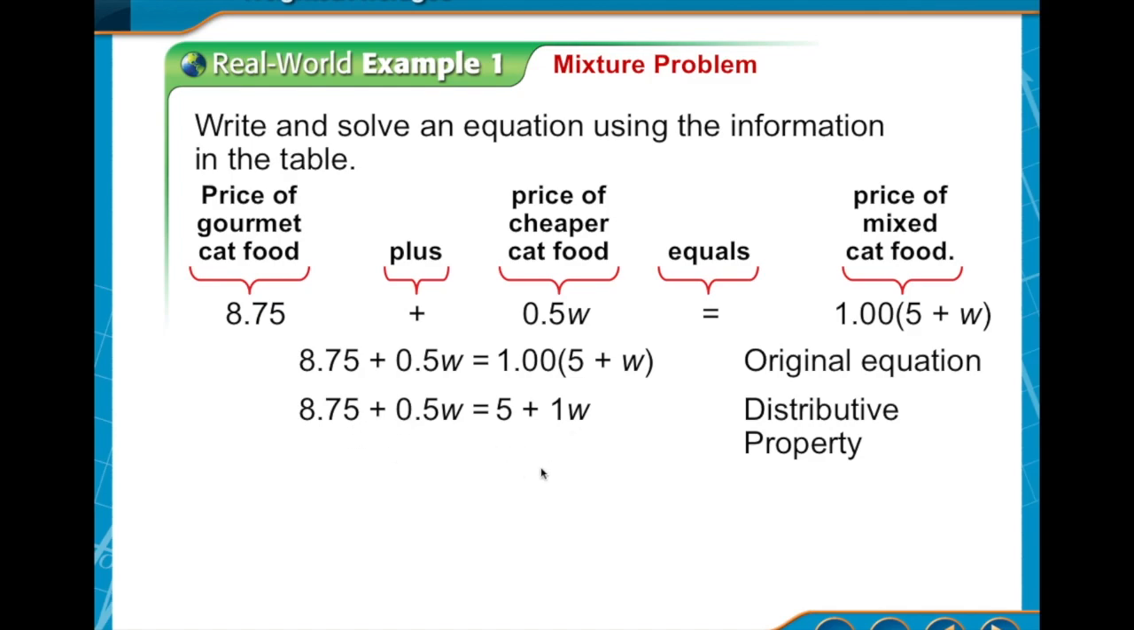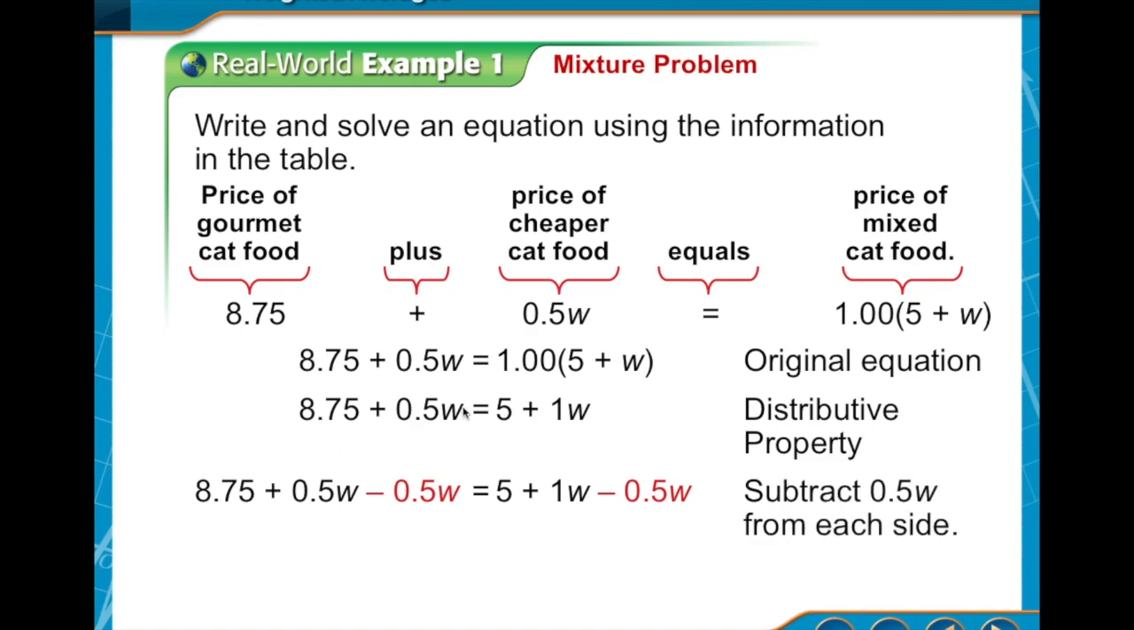We don't want that variable on both sides. We want it on one side. So we subtract that 0.5 W from both sides. On the left side, it's going to go away. And on the right, we'll get just 1/2 W.